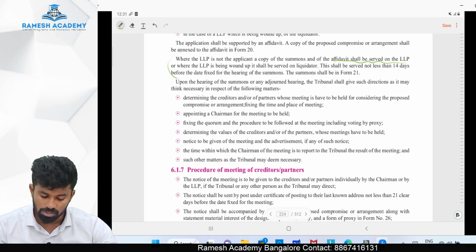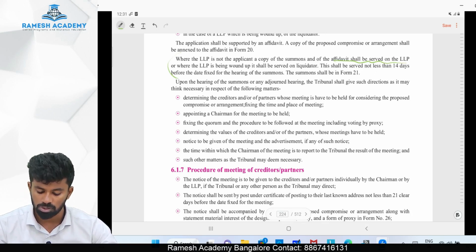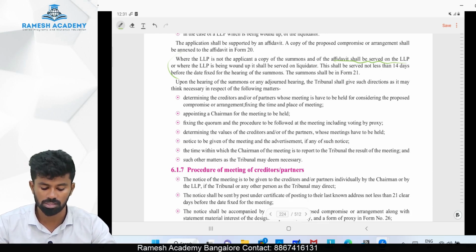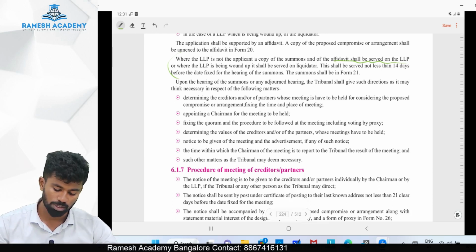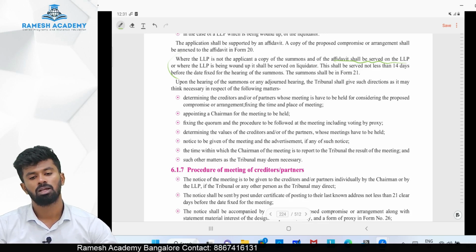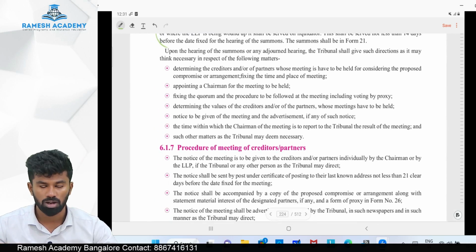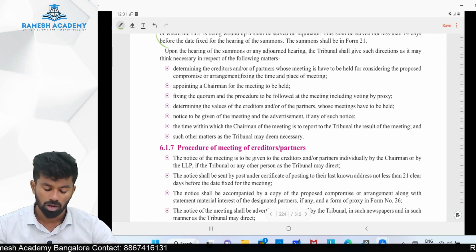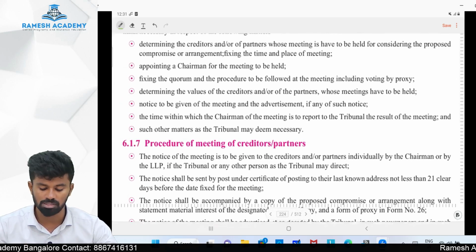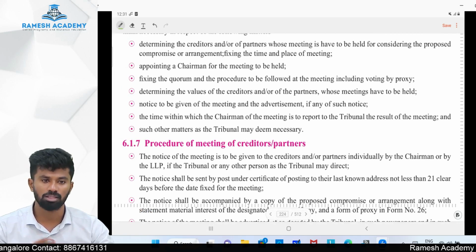Upon the hearing of the summons or adjourned hearing, the tribunal shall give such directions as it thinks necessary in respect of the following matters. Means, if you go for compromise or arrangement, you should file an application to whom? NCLT. Now, after receipt, what will NCLT do? Hear the parties and decide the matter.